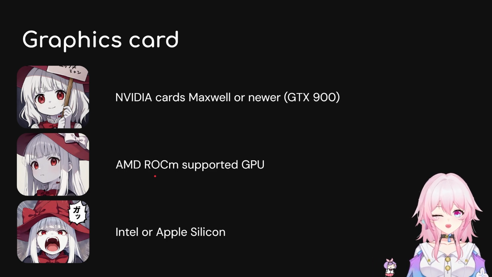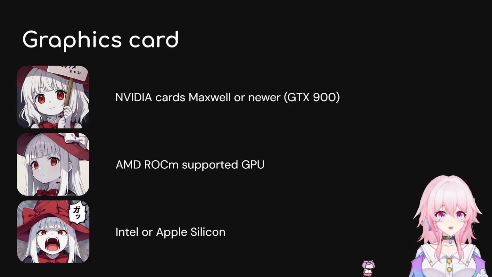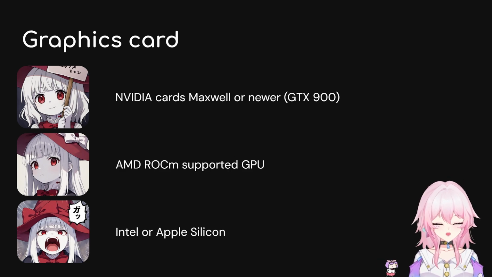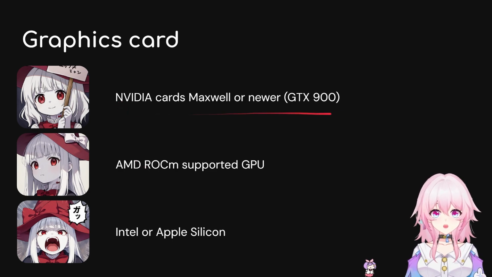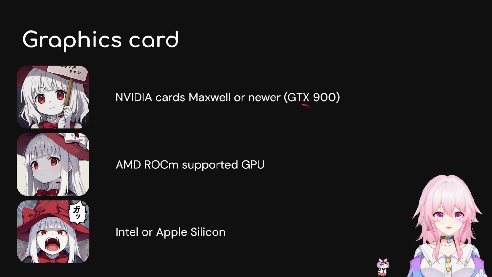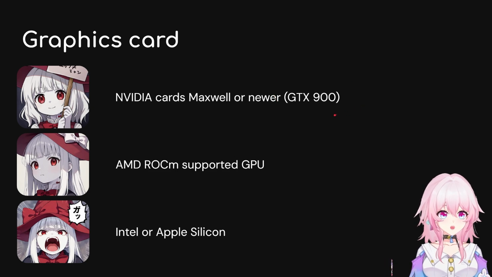And then C tier, the things you don't really want, are Intel or Apple Silicon, because those two aren't really well developed for PyTorch, which is what ComfyUI runs under the hood. It's powered by PyTorch. So you really want to look for NVIDIA Maxwell or newer.